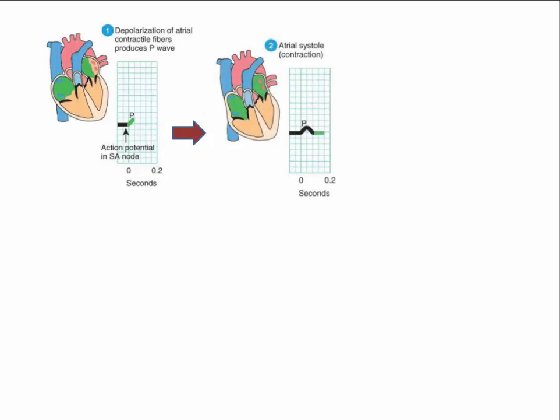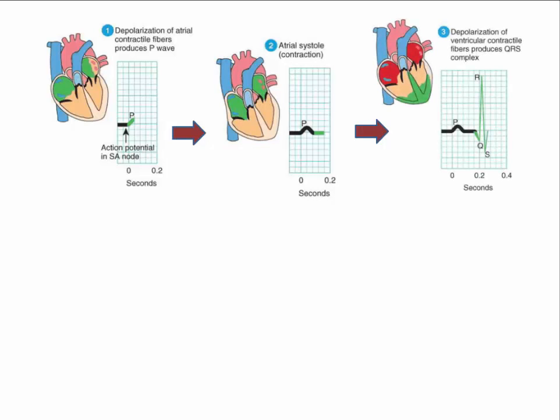As we progress to step 2, the peak of the P wave is indicated when the atria contract, or during atrial systole. There is then the slight delay in electrical impulses at the AV node, and then we move into step 3. There is depolarization of the ventricular contractile fibers that are going to produce the QRS complex. This is the process that occurs as the electrical impulses travel from the AV node to the bundle of His, and then to the Purkinje fibers and the entire ventricular myocardium. The QRS waves are so close together, as this is a very quick process.